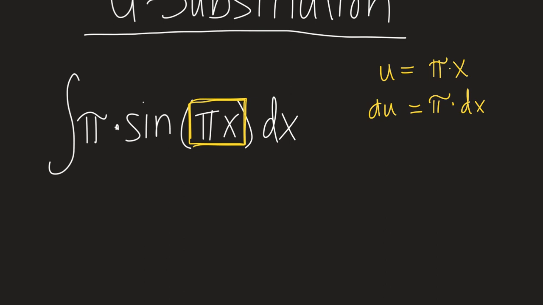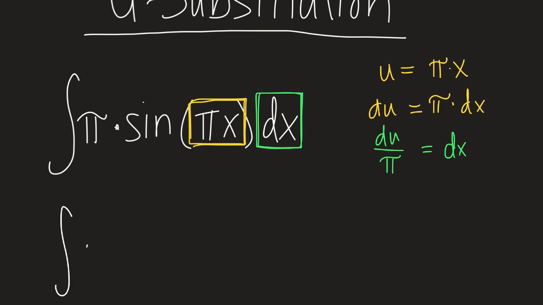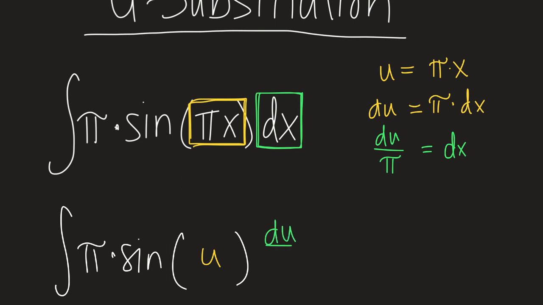Because now we want to also replace dx so that we don't have any x's in our integral anymore. So we're going to solve this little thing for dx by dividing both sides by pi and getting a dx value of du over pi. Okay, and now we do some substitution. So we replace your argument after sine with u. We called pi x u, so that's the sine of u. And then dx we replace with du over pi.